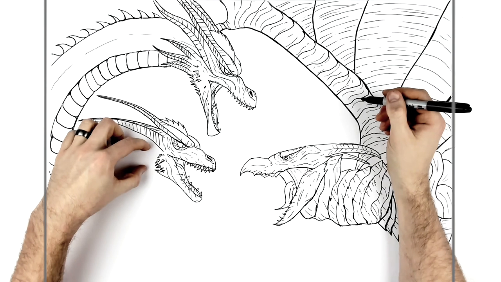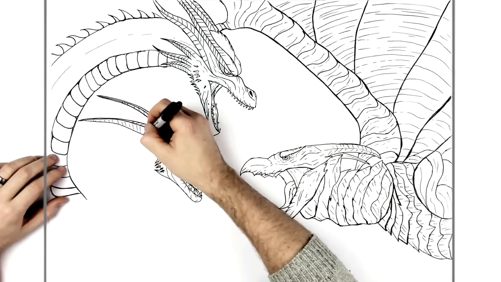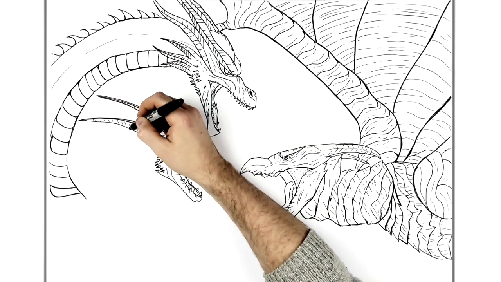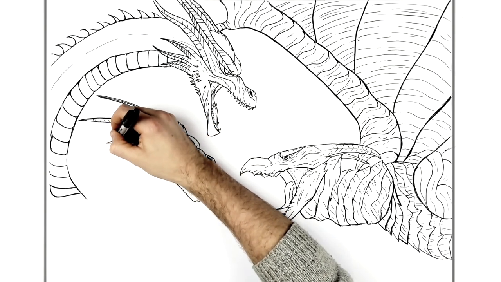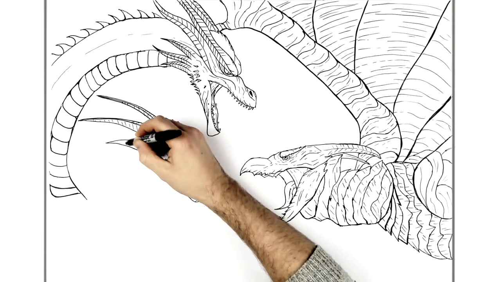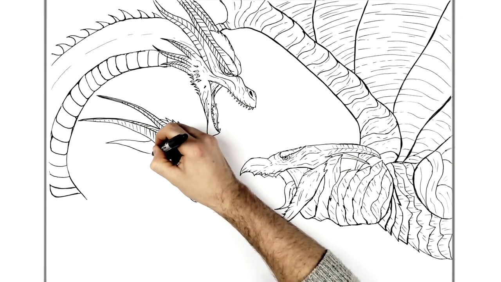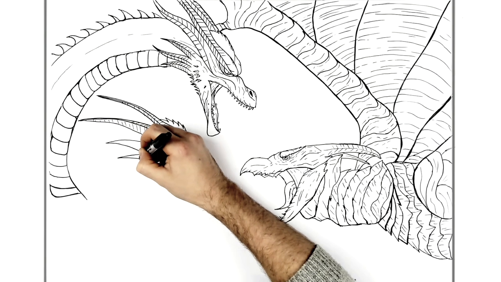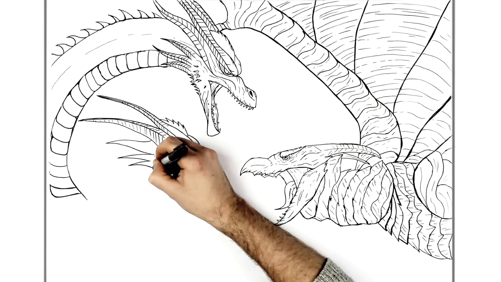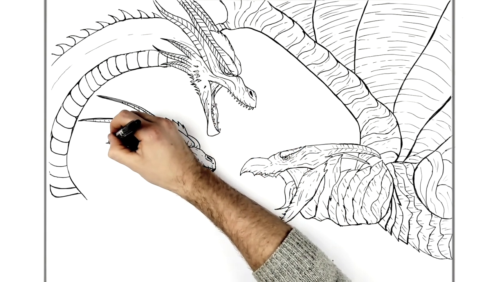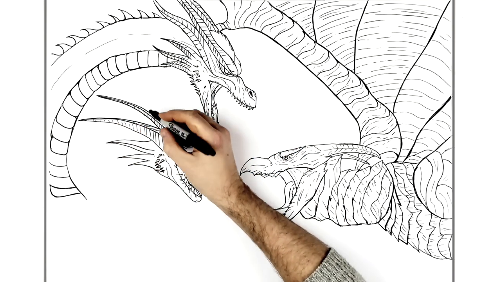And then we have the three small ones here, like this guy. So like here, and then another one here, and then another one there. Like so.